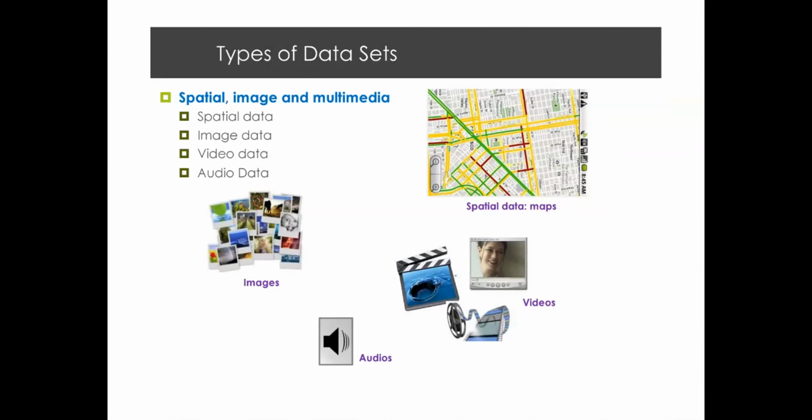And spatial data, particularly images related to a place, country, state, particular city or particular street. You have to represent it as spatial data, maps, which can be represented in a spatial image multimedia data set. In a similar way, audios and videos. So all these types of data you have to include.